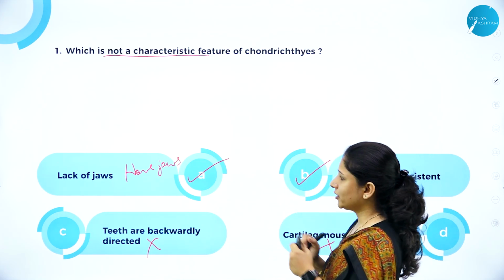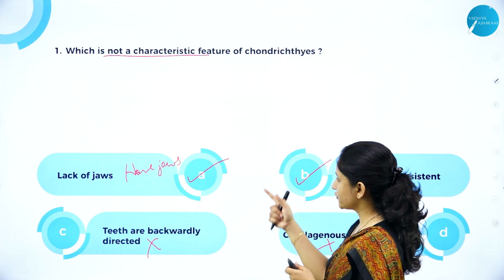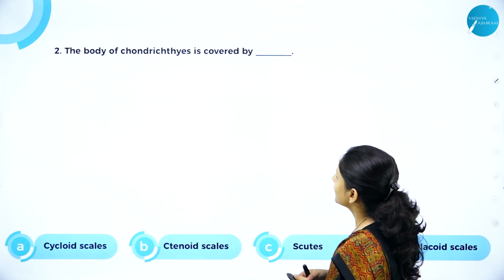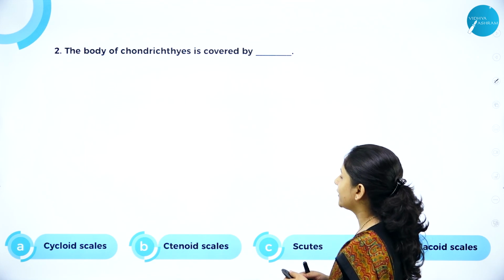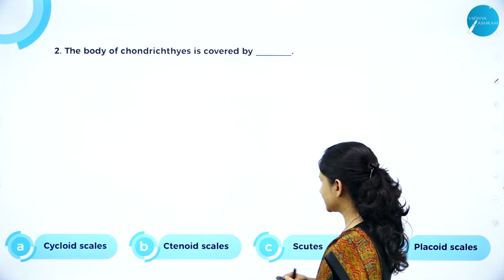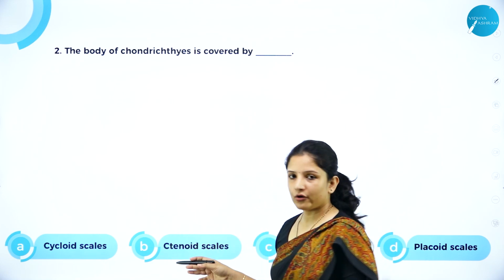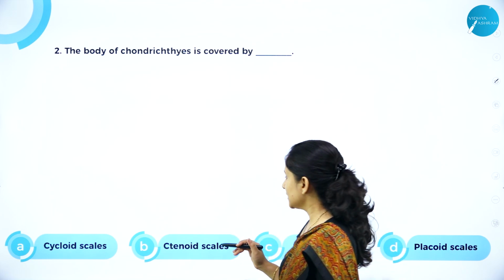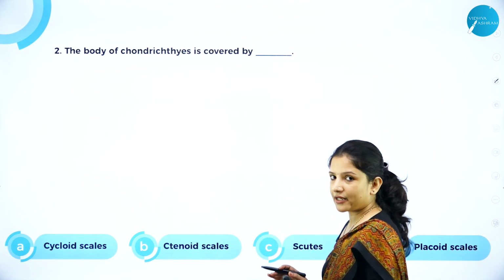So what is not a characteristic here? Lack of jaws and notochord persistent. Next, the body of chondrichthyes is covered by dash: cycloid scales, ctenoid scales, scutes, placoid scales. Cycloid scales and ctenoid scales are present in osteichthyes. Okay, it's not in chondrichthyes. So A and B is not the right answer.